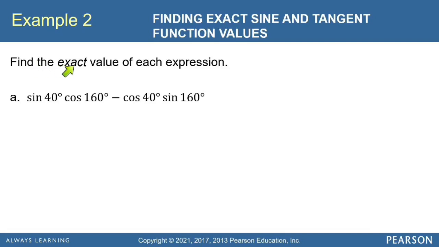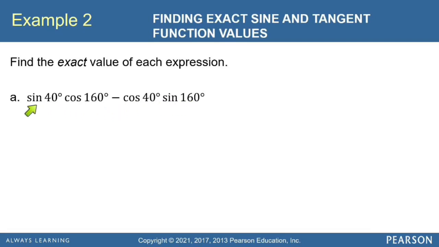So again, we're asked to find the exact value of each expression, but this time it looks like they have already plugged some values into one of our identities. So we'll need to figure out which identity they've used and work backwards from there. Here in part A, we have the sine of 40 degrees times the cosine of 160 degrees minus the cosine of 40 degrees times the sine of 160 degrees.